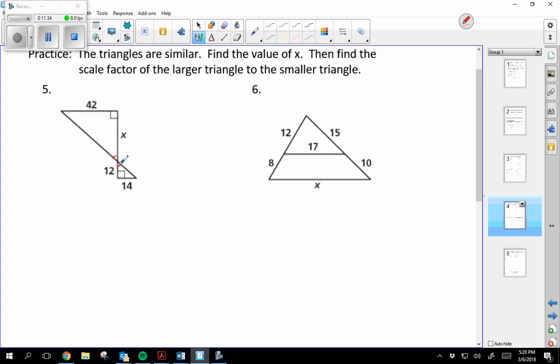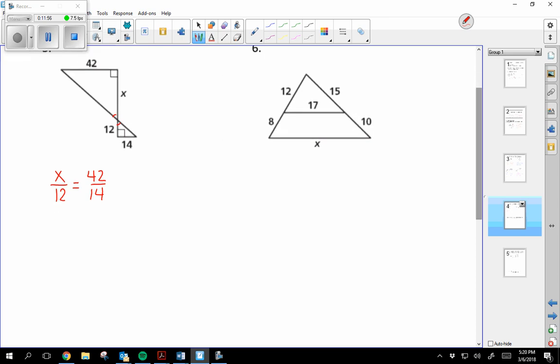So therefore, to find the value of X, I'm just going to write a proportion. I'm going to compare the corresponding sides. The X corresponds to the 12, and that will have to equal the ratio 42 to 14. Then remember, to solve this, we're just going to cross multiply. So we're going to have 14 times X equal to 12 times 42. In other words, 14 times X would equal 504. And when you divide that by 14, X equals 36.